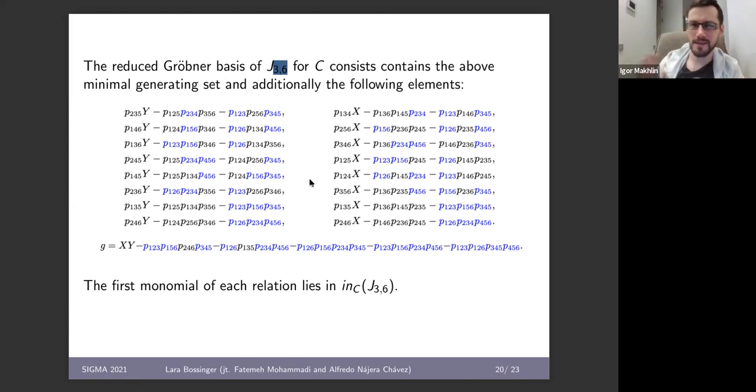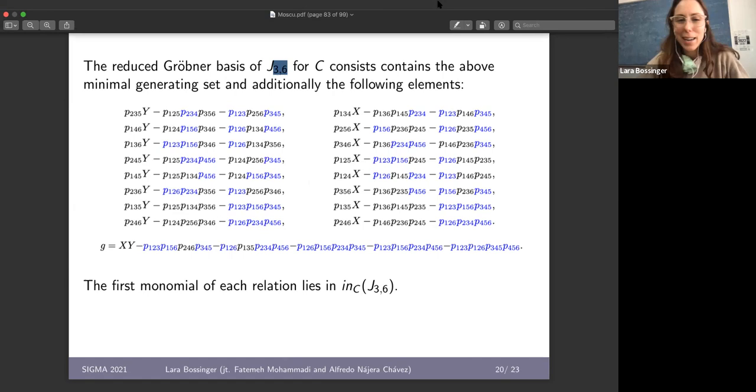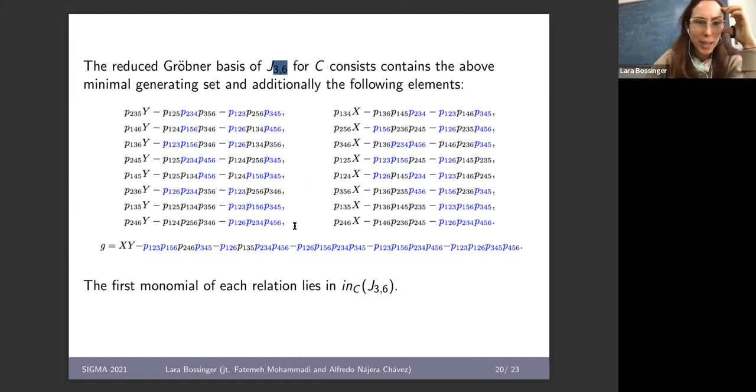Okay, we can discuss this in more detail. I'm almost done. So this is just the reduced Gröbner basis for the ideal J36, just to give you an idea that the minimal generating set I had before is not enough. I need to add some degree 3 elements or this degree 4 element. The first monomials here are the ones that lie in the initial ideal. One observation is that none of them contain blue Plücker coordinates, which correspond to the frozen direction. That's to be expected from the result.